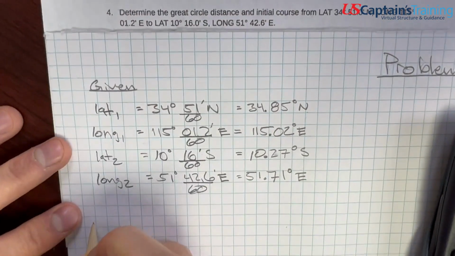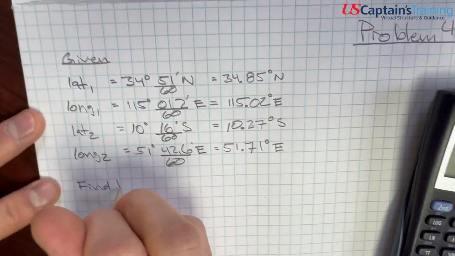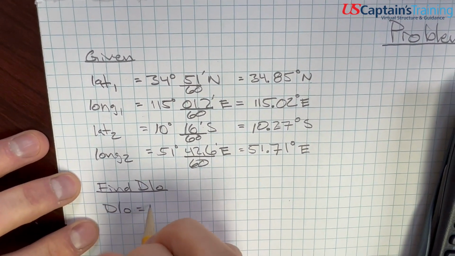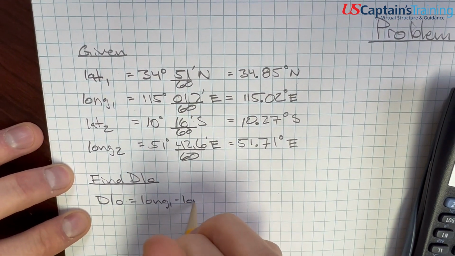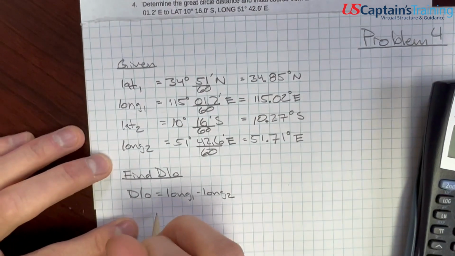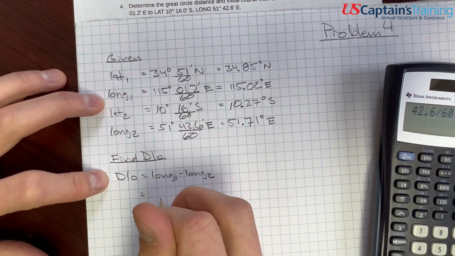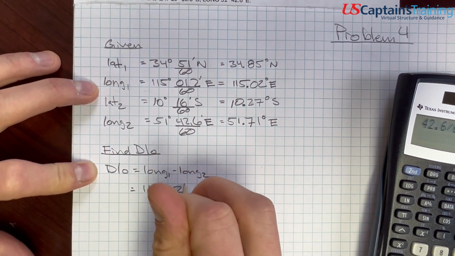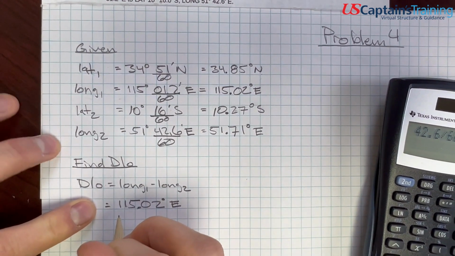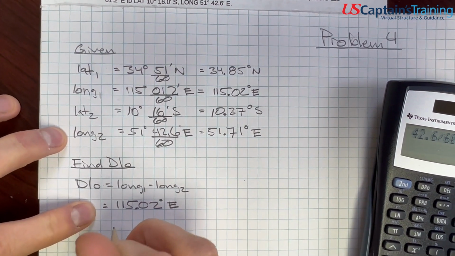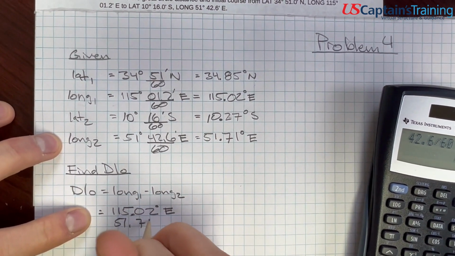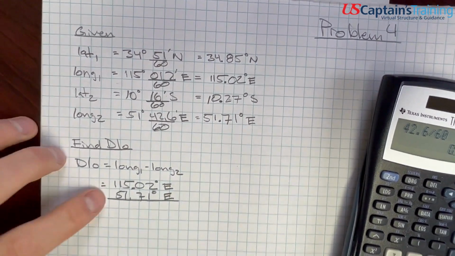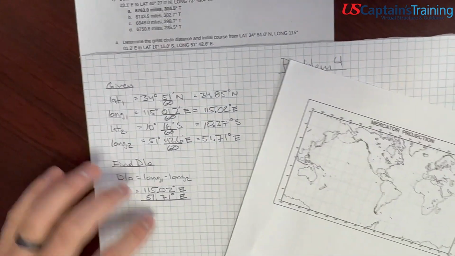So both of that's going to make a difference. Let's find now D low. D low is the difference in longitude. So D low equals longitude 1 minus longitude 2. Longitude 1 is 115.02 degrees east. And longitude 2 is 51.71 degrees east. Let's make sure we can just simply subtract these. We're going to look at this diagram.